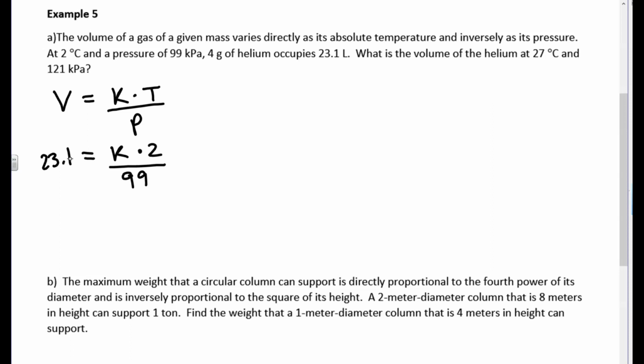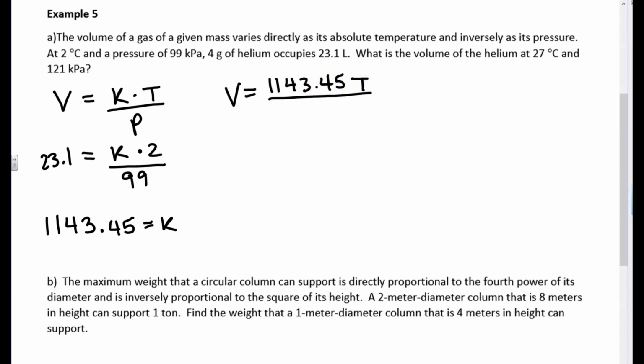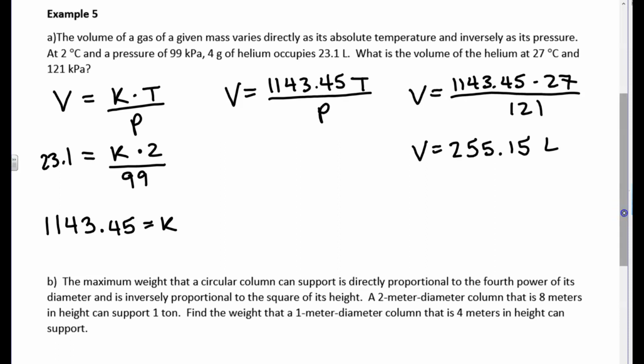So what I'm going to do to solve this, I'm going to multiply both sides by 99, then divide by 2 to get my K. And I get 1,143.45 is K, which means that my equation is volume equals 1143.45 T divided by P, temperature divided by pressure. I now plug in, I'm still looking for that volume. Volume equals 1143.45 times 27 divided by 121. We're going to do that in our calculator real quick. And we get 255.15 liters.